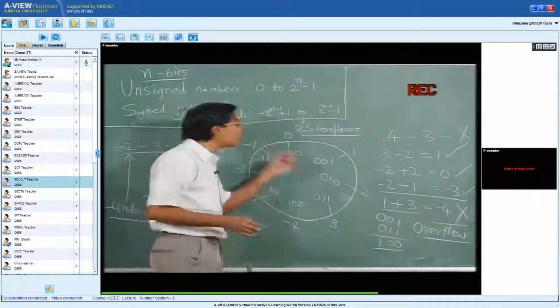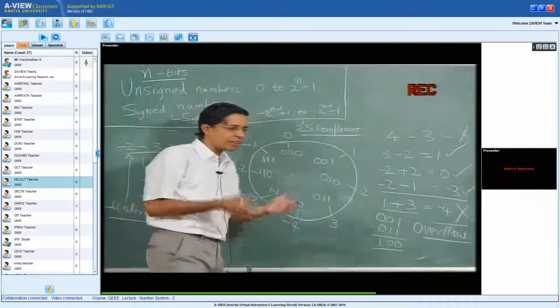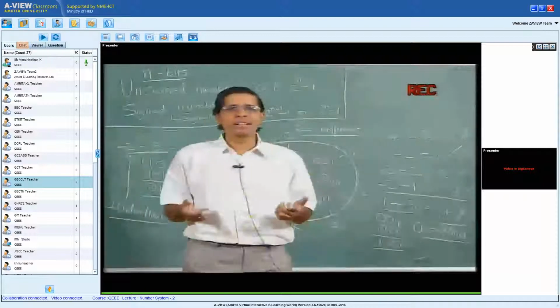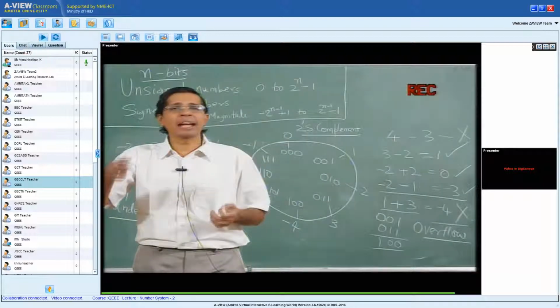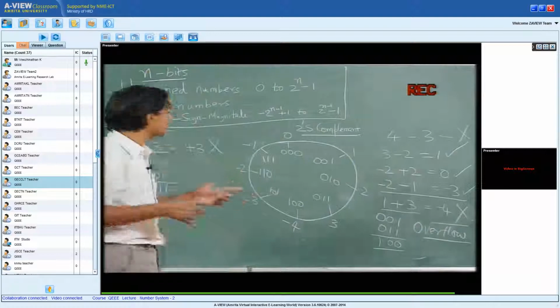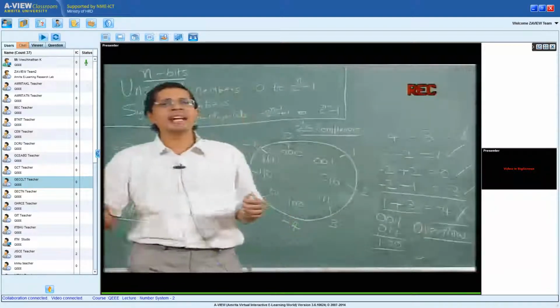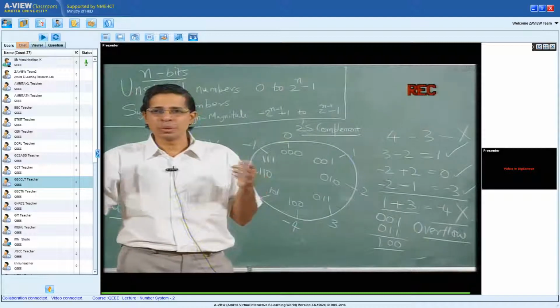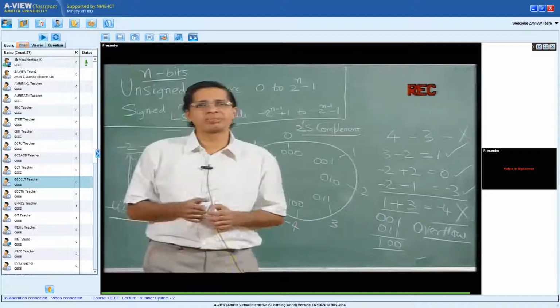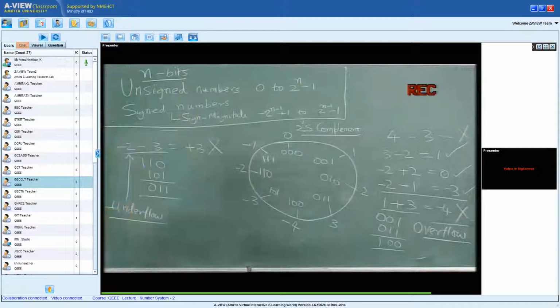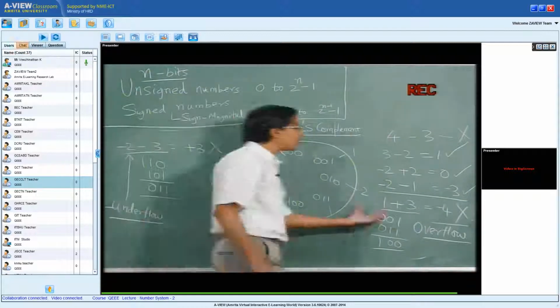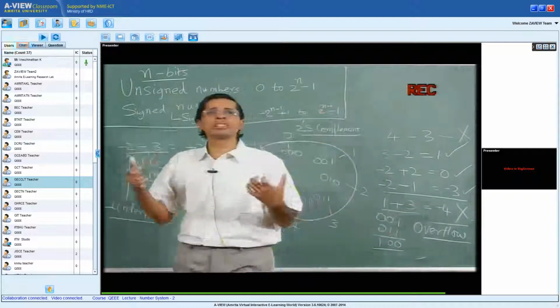So if I have one positive number and one negative number as my input to the adder, and both numbers are within this range of minus 4 to plus 3, I can never create an underflow or an overflow. That we can easily verify here. It's a very straightforward exercise. So an underflow is created only when I am handling two negative numbers. An overflow is created only when I am handling two positive numbers.